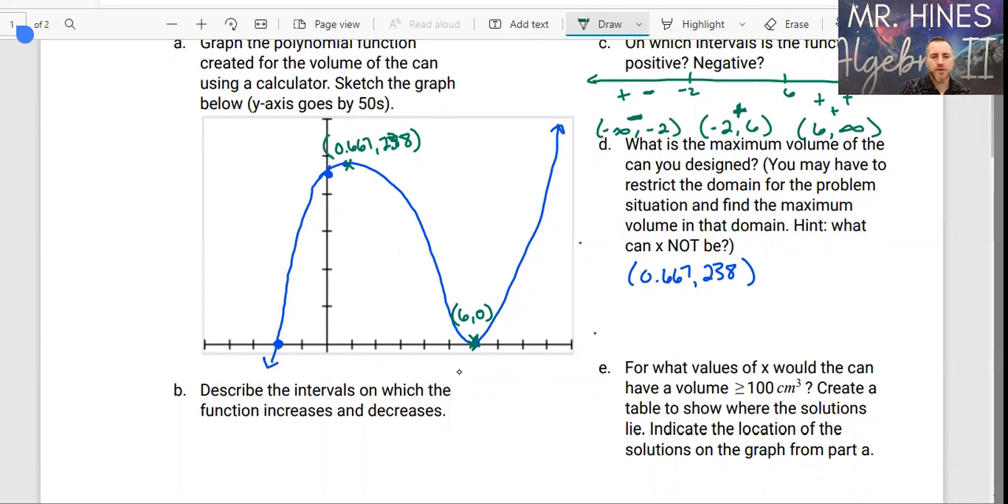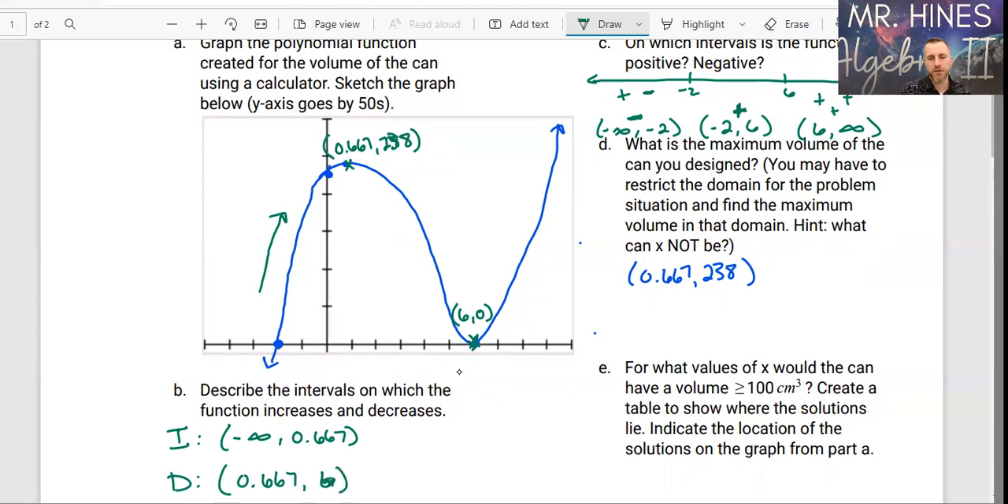So this function, if you were coming in from the left on a roller coaster, you would be going in the upward direction, your height would be increasing. So it increases from negative infinity, all the way from the left side coming in, going up, up, up until it gets to this point right here, 0.667. And at that point, it starts to decrease. Once it hits the maximum point, you begin going down, and you decrease until you get to 6.